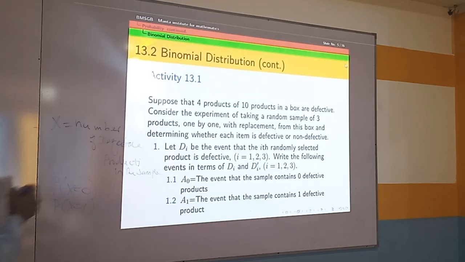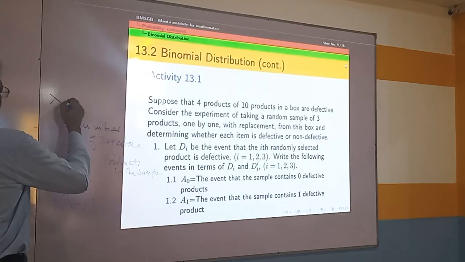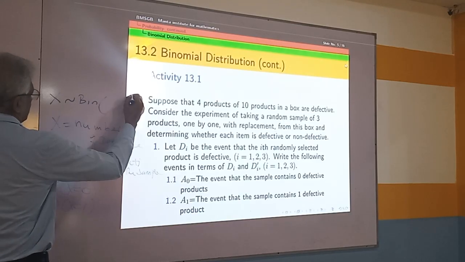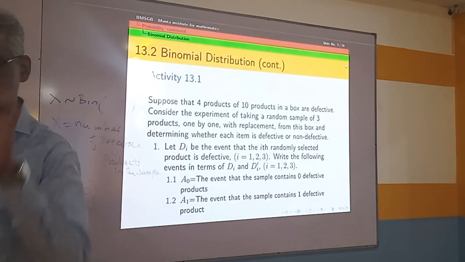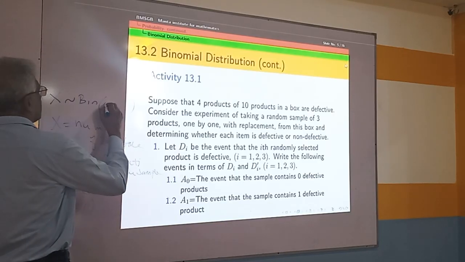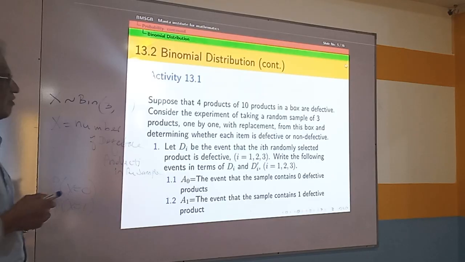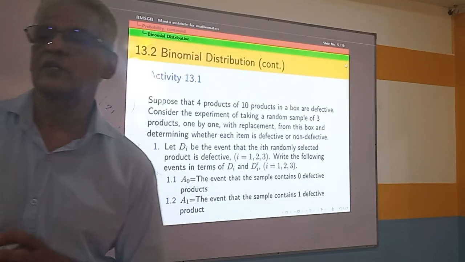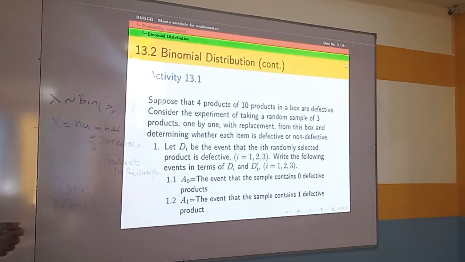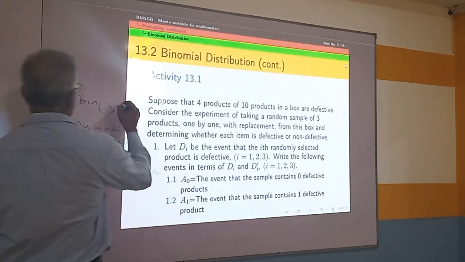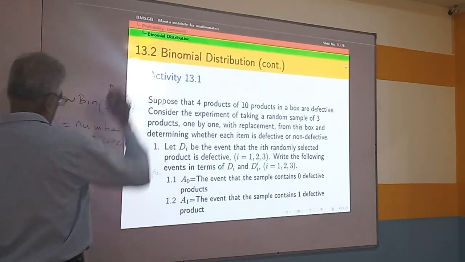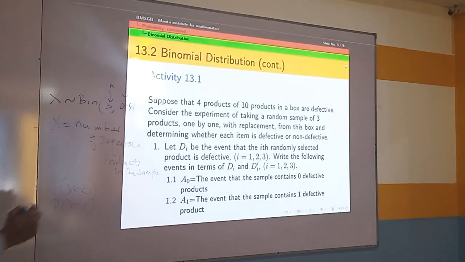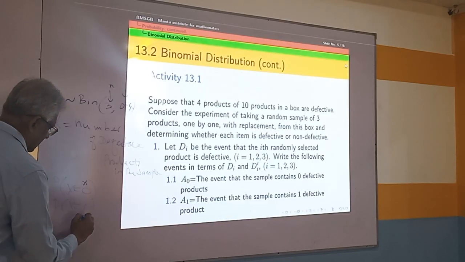What is the distribution of X in this case? X has a binomial distribution with n equal to 3, because we are taking a sample of 3. You are taking with replacement, therefore what is the probability of getting a defective item in any trial? 4 out of 10, so it's 0.4. So I know the value of n, I know the value of theta, so I can just calculate.